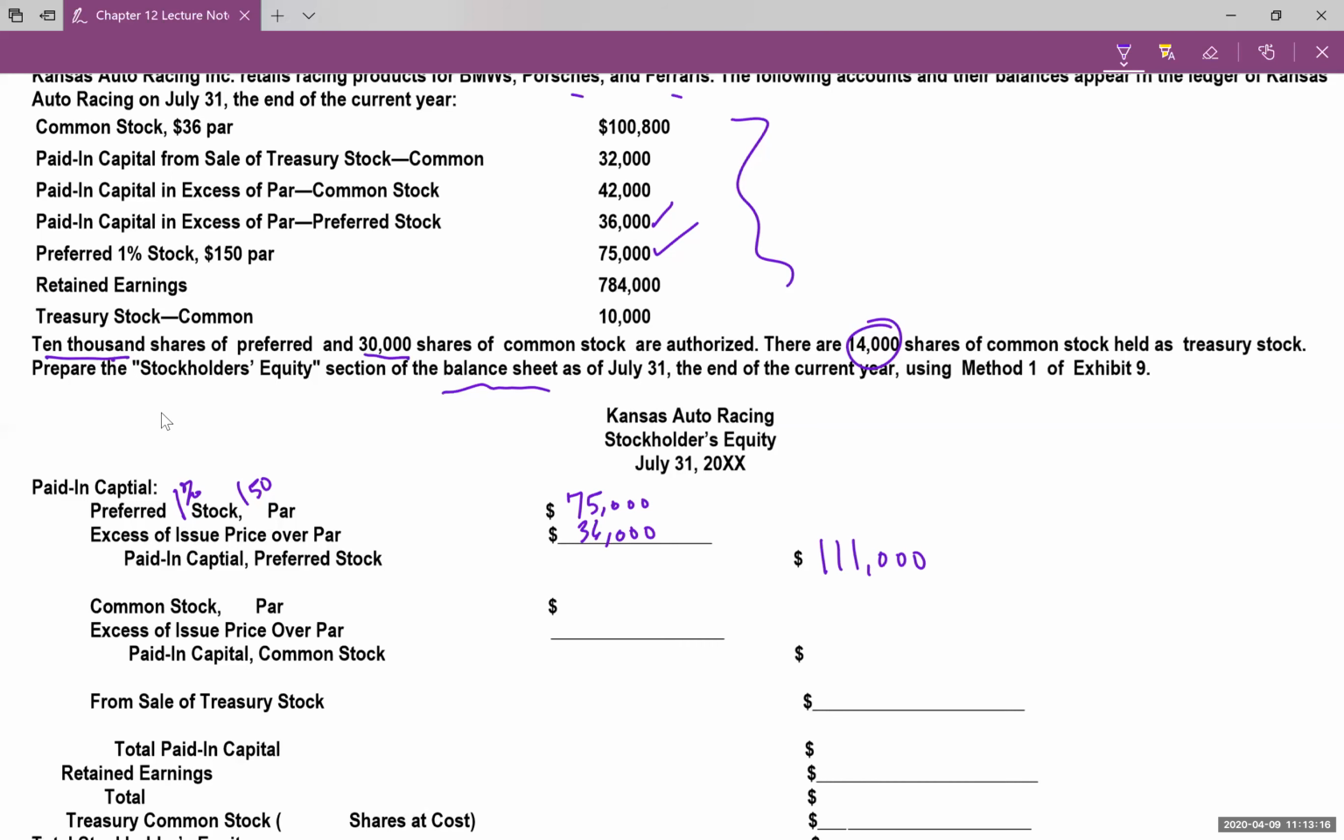Now let's do the same thing with common stock. 36 par. It's 100,800, and then find the paid in capital in excess of par common stock. That number is 42,000. Adding those two numbers together, you get 142,800.